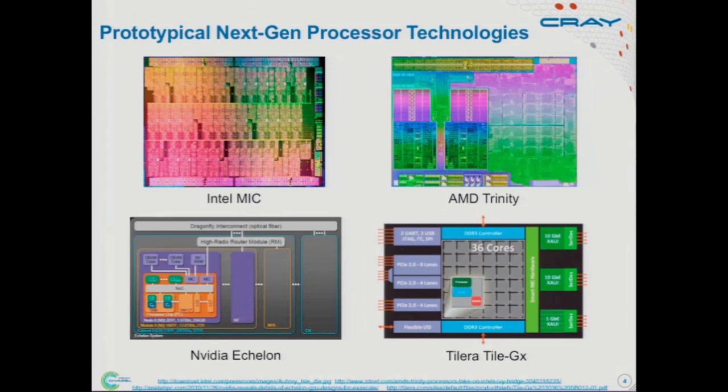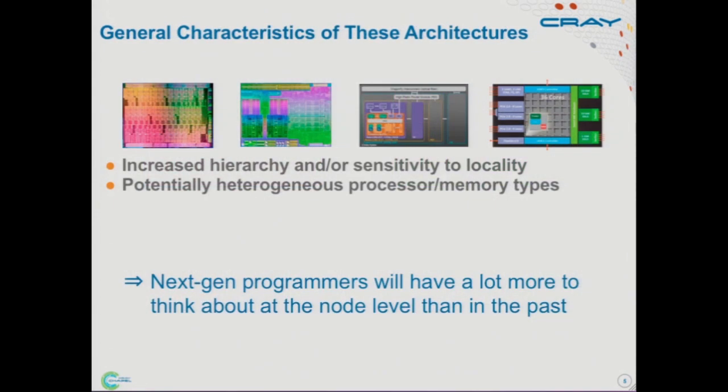The Intel MIC, the AMD Trinity chip, NVIDIA's Echelon architecture, which came out of a DARPA program, and then a Tilera chip, which you may not be familiar with. It's probably most similar to the Intel MIC. It's basically a 2-dimensional tile of processors. And while these designs all differ quite significantly from one another, there are some general characteristics we can make about them, which I think point to the direction we're going as a community.